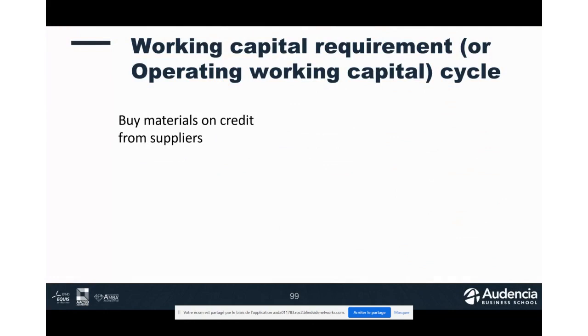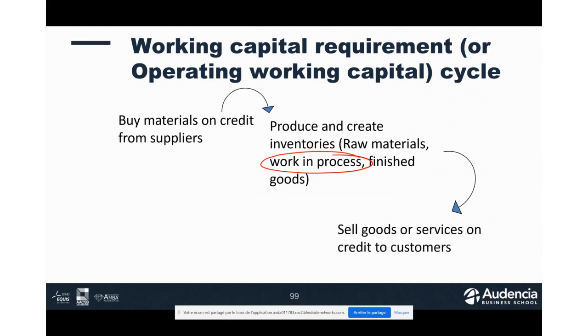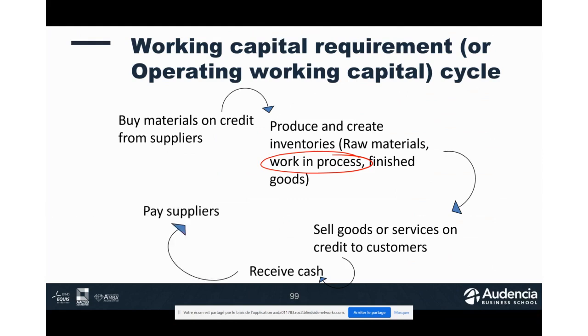It's because we buy some materials on credit, we produce, we create inventories. During the production, when the process is not finished, we have the work in progress or work in process inventory. When the product is finished with the manufacturing part, we have the finished goods. We wait for the customer to purchase it. When the customer purchases it, we wait for the moment he pays. We receive the cash, and with the cash, we are supposed to finance what we need to pay because of the suppliers and many things and so on.